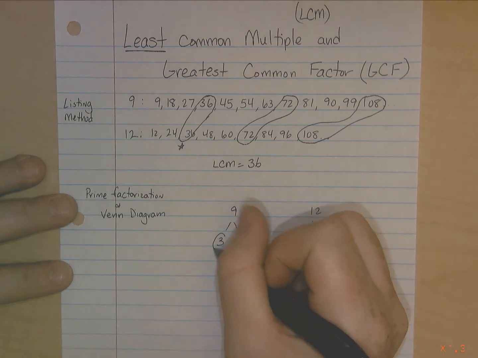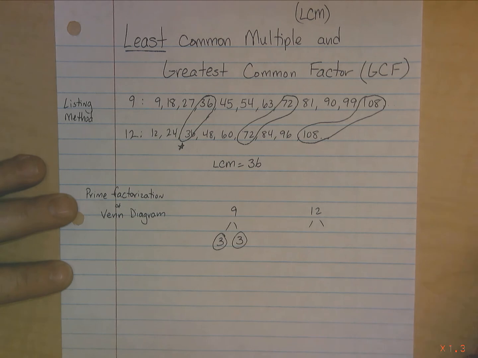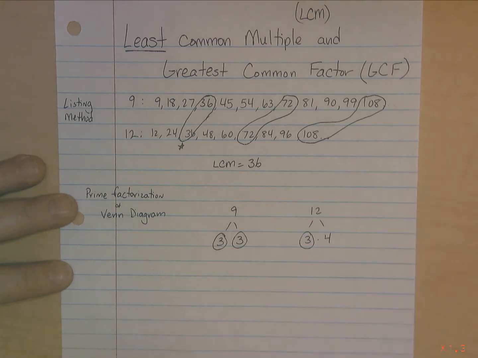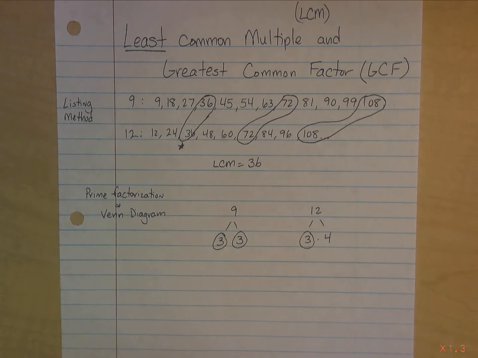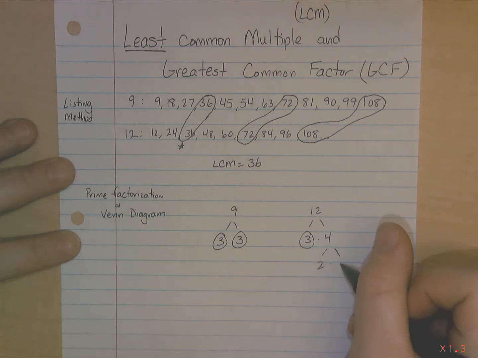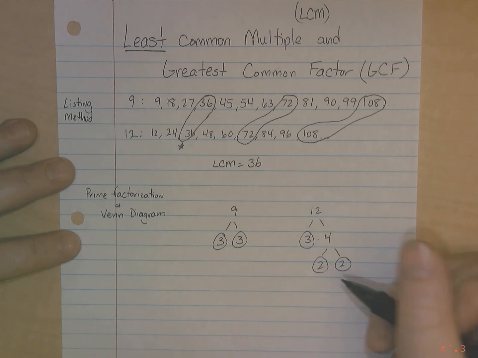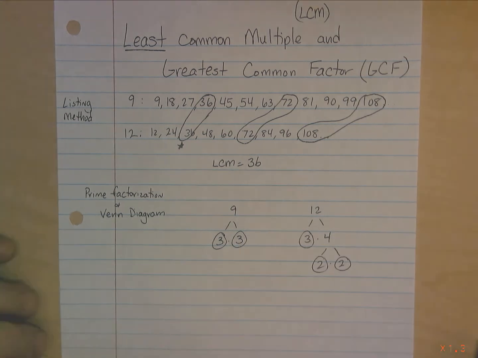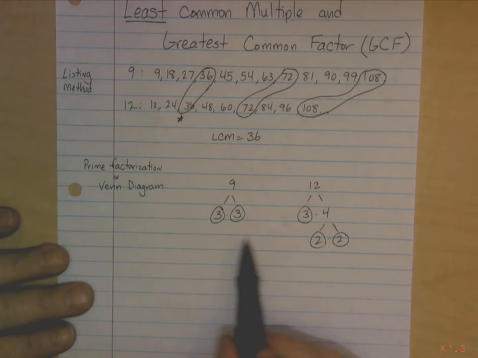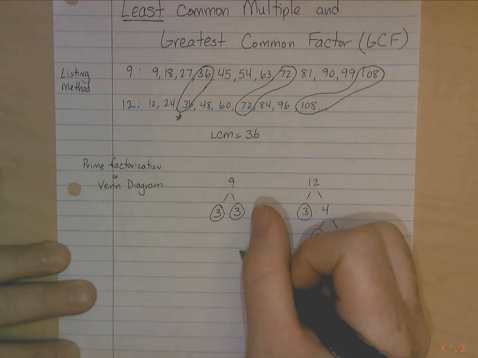So 3 is prime. 12, same thing. You've got 3 times 4. Now 3 is a prime number, but 4 is composite. You still can break down the 4 to 2 times 2. Once you get to a prime number, that's when you stop. Okay. So that's the first step, the prime factorization. And then what you do is you create a Venn diagram.